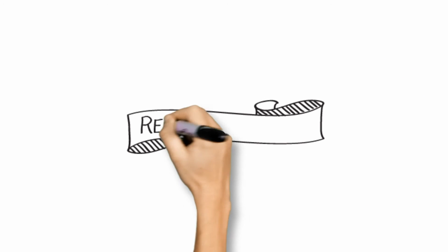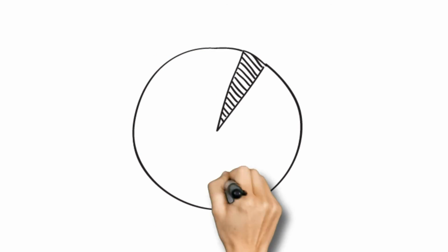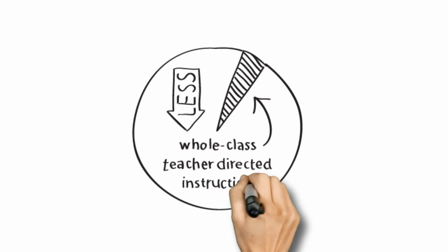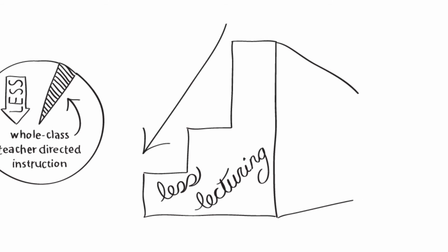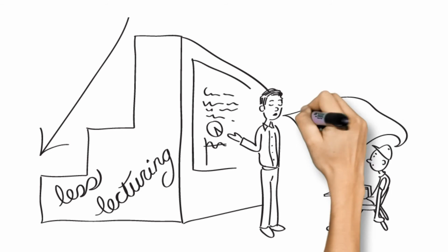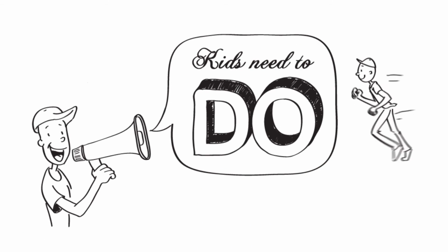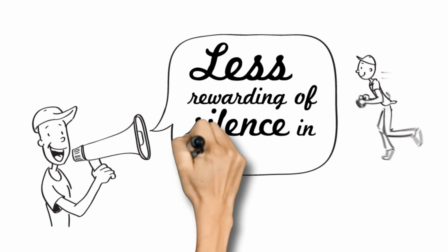So some of the recommendations that I would have for differentiated instruction include these. First of all, think about less whole class teacher-directed instruction. So that means less lecturing. And think less about having kids sitting in one place where they just receive and absorb information. Kids need to do and they need to move around the classroom. So that means less rewarding of silence in the classroom.